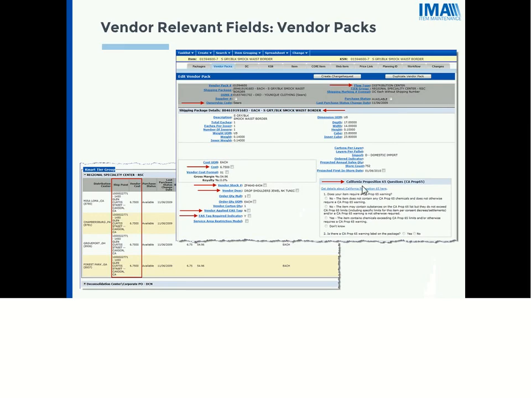So this is the vendor pack tab. Up here at the very top, you can see your flow type. The flow type for this specific item is DC. Under ownership code, you can see that this is a Sears item. Down below, you can see the cost, your vendor stock number, your description, the EAS tag required indicator. And then over on the right, you can see your California Prop 65 questions.